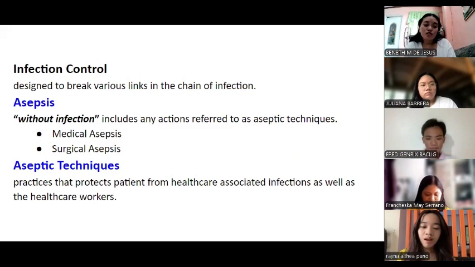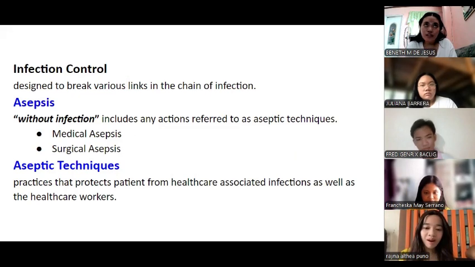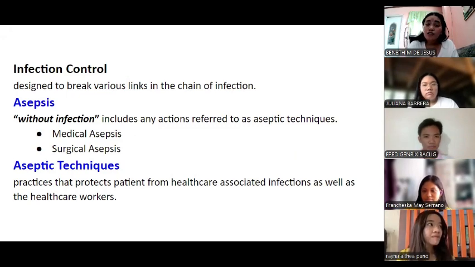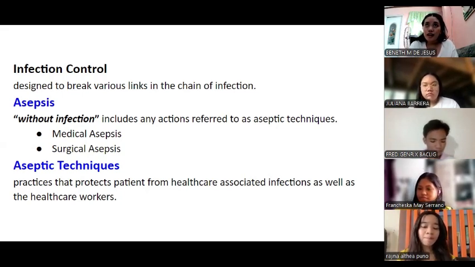So infection control is designed to break various links in the chain of infection. From the word itself, control, para makontrol natin yung pagkalat ng infection. As a nursing student, magiging nurses tayo in the future, magagamit natin 'to para hindi natin mapakalat lalo yung sakit sa ibang pasyente. Kasi siyempre lumilipat tayo from person to person, lumilipat tayo ng ibang pasyente. So, maaari natin silang mahawa.